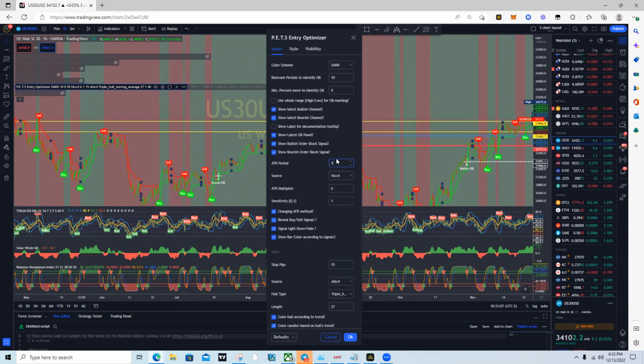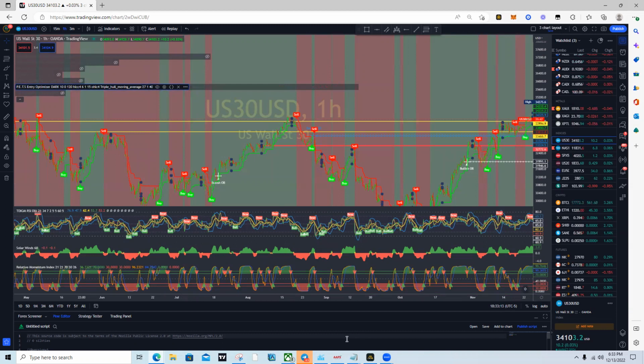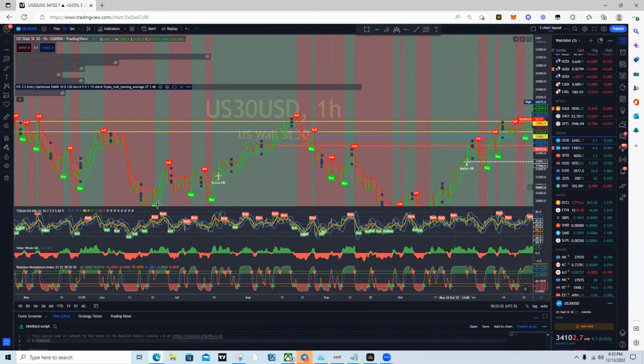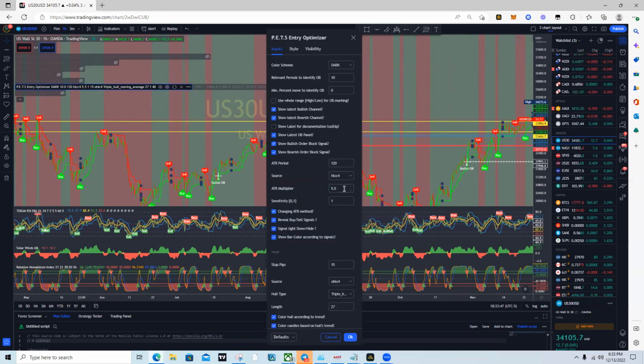Go back to 120. I think it was at a 5.5. Trying to get it back to where we were. Because you want the clean moves. You want these clean down moves. Even being this US30 on the hour chart, this short-lived buy still probably gave you about 50 pips. Notice it got a little bit more choppy when I went down to 5.5.